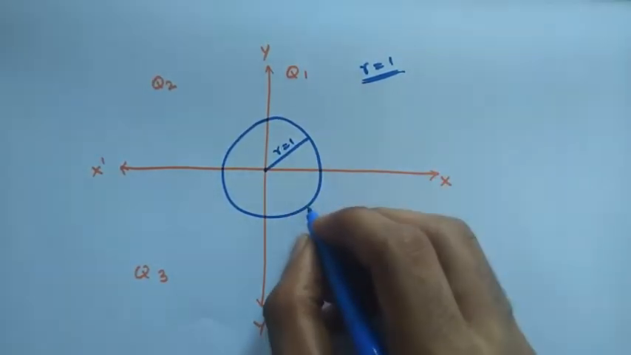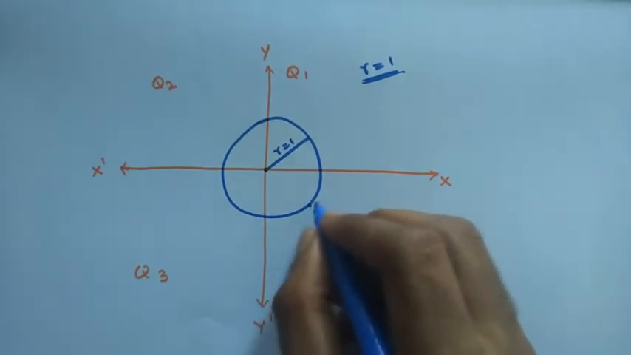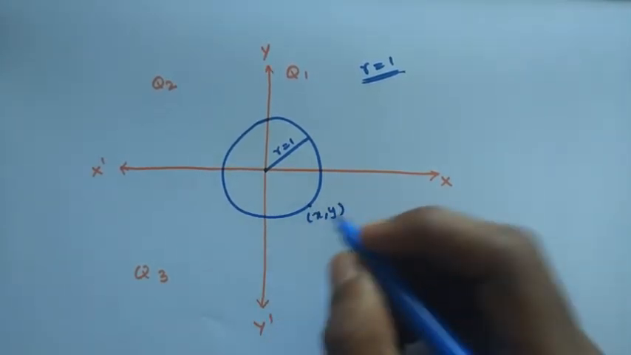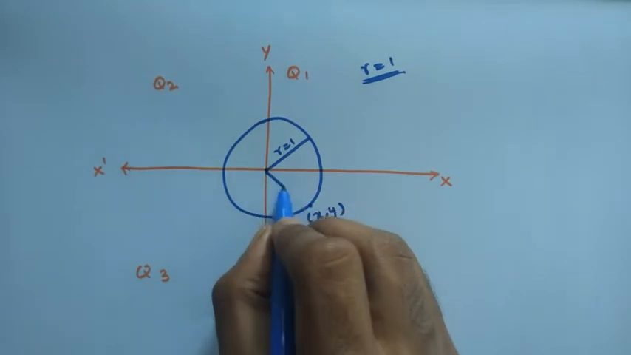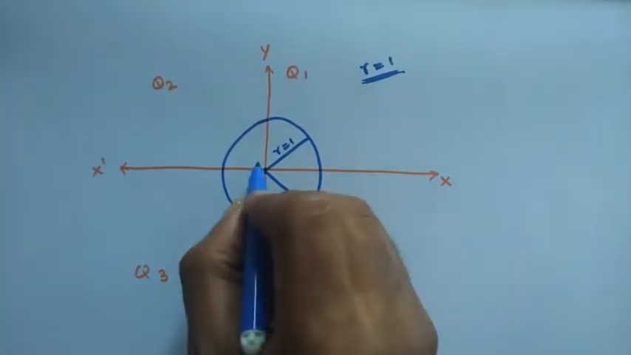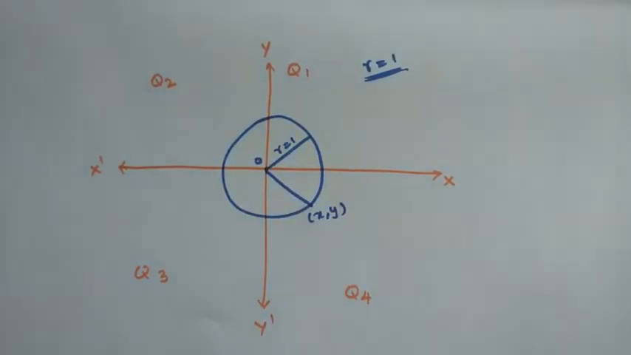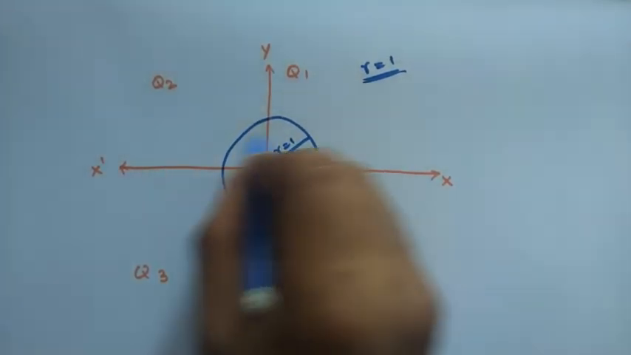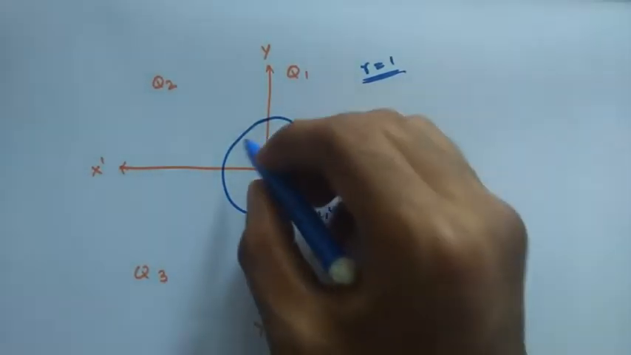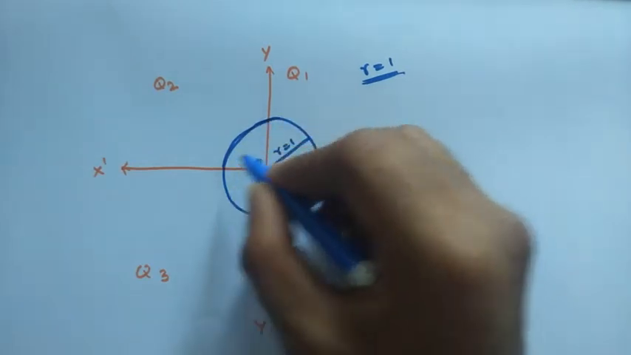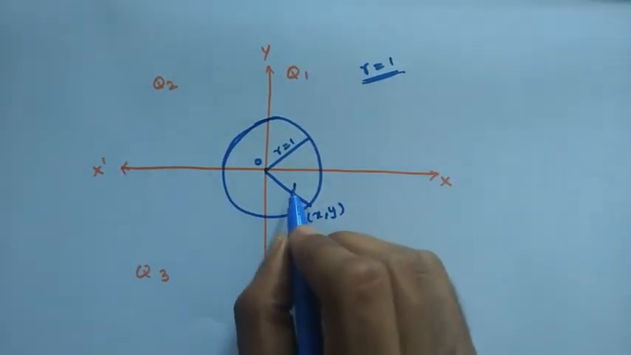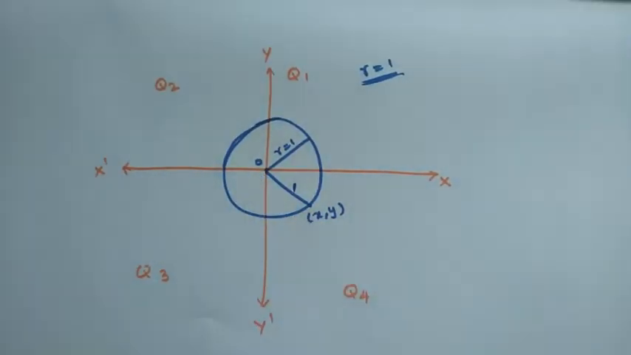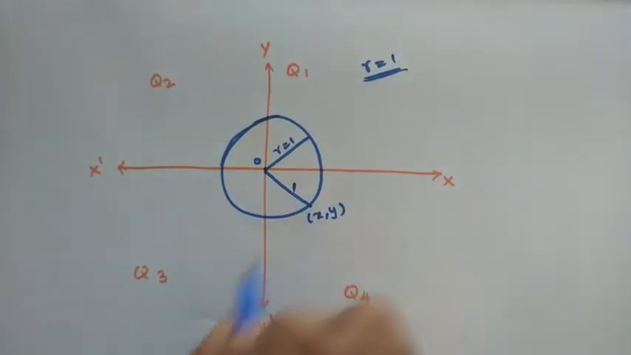So any point on this circle will be at a distance 1 unit from the origin. Remember that, any point on the circle will be at a distance 1 unit from origin because the radius is 1.